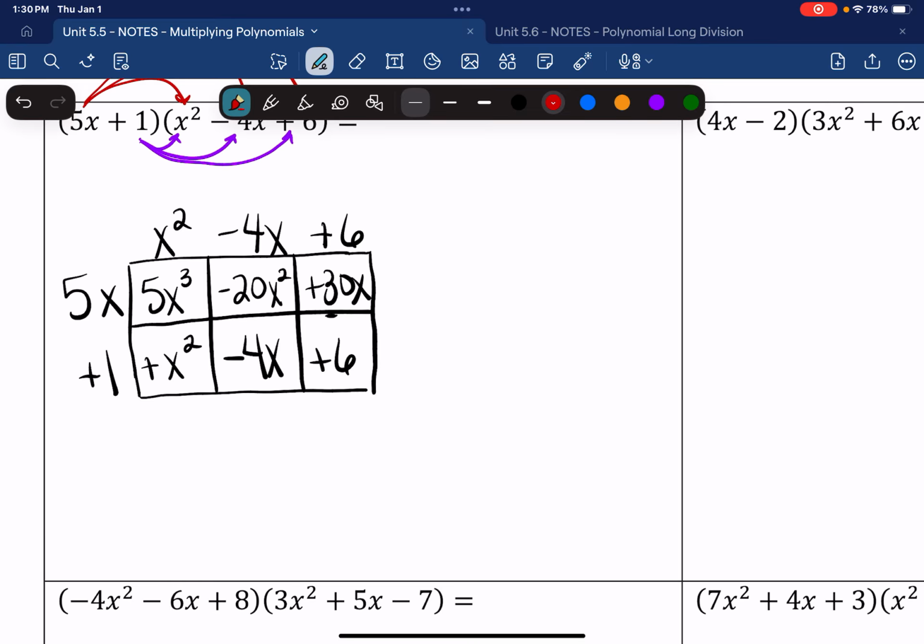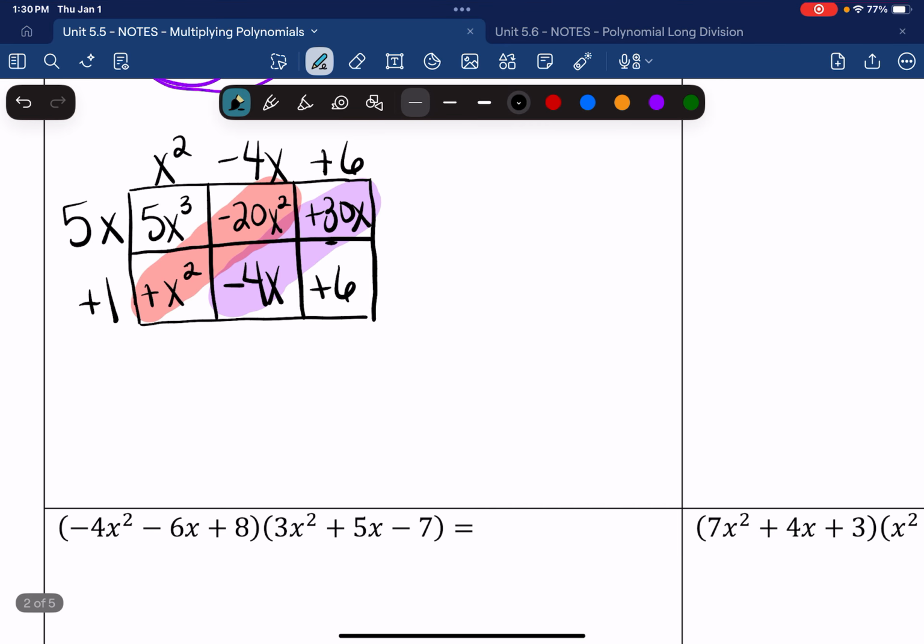I see that I have x squared terms here and here. So I'm going to highlight those. And then I see I have x terms. I have a 30x and a negative 4x. So I'm going to highlight those in another color. You guys can circle them or you can just look at them. I just think it's visually easier to see.